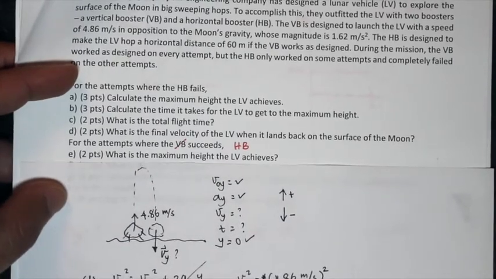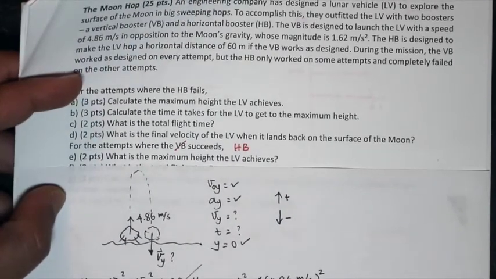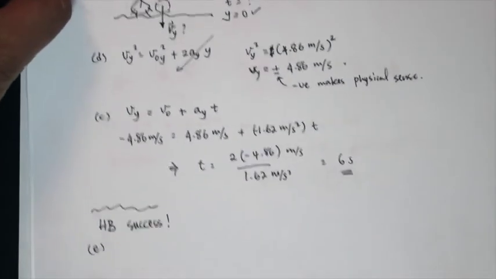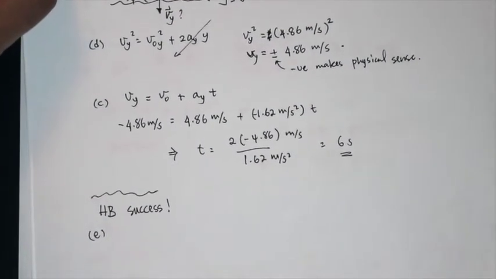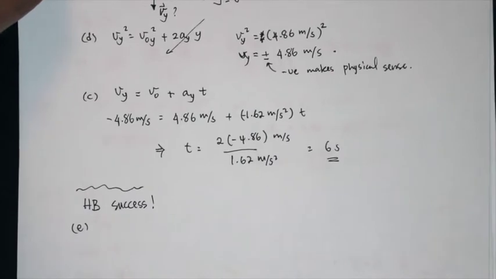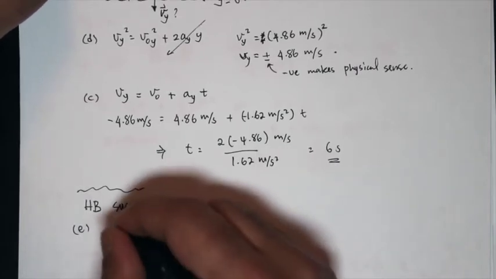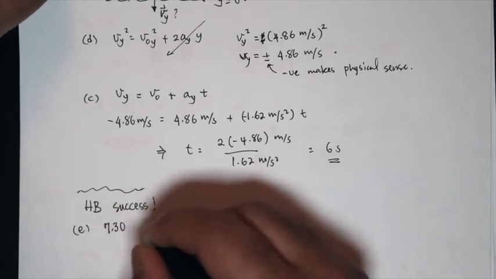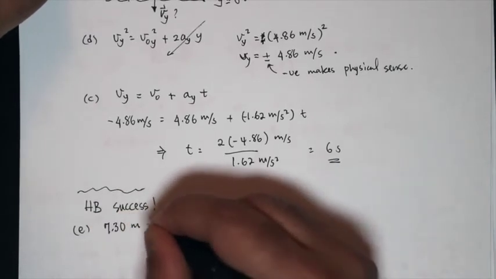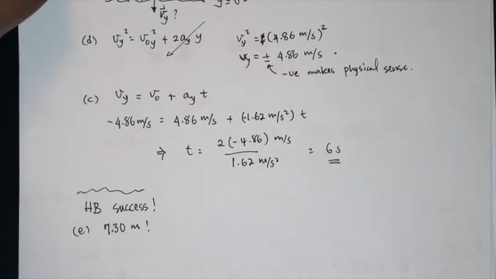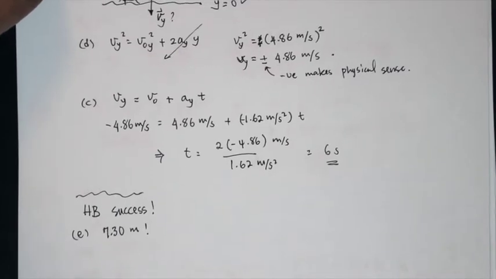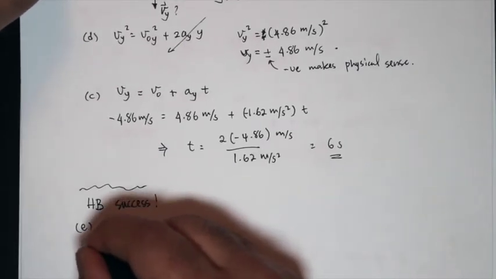So first of all, what is the maximum height? Like we said, if we believe in our hearts that the x part and the y part of the kinematics are separate, then the fact that the horizontal booster succeeded does not change anything about the y piece of the kinematics. Which means that right away I can tell that the maximum height is the same as the maximum height when the horizontal booster failed. Same thing applies for the total flight time.